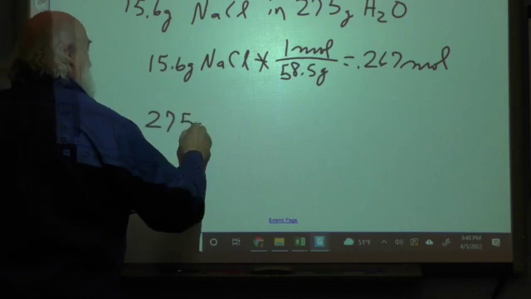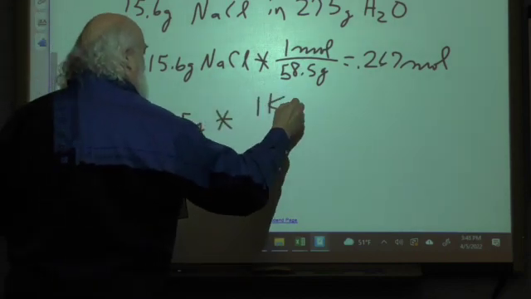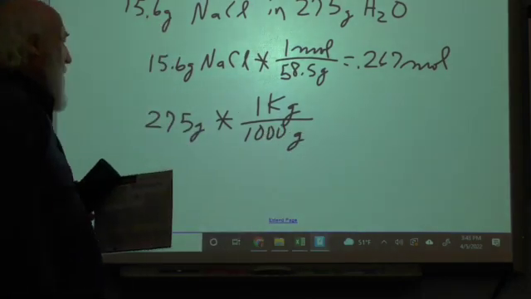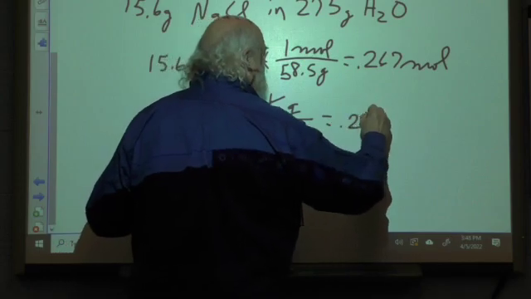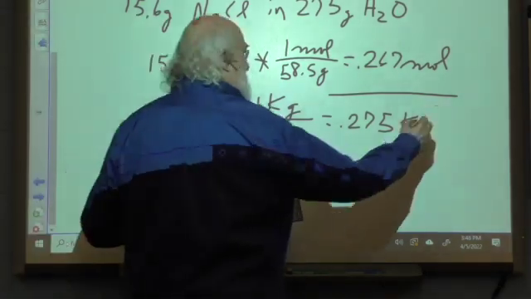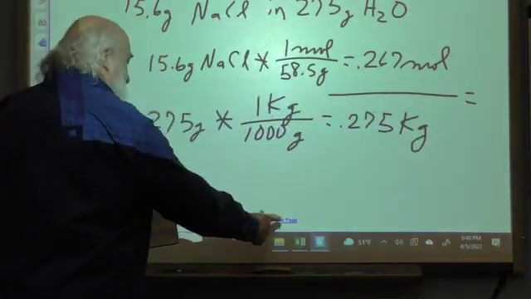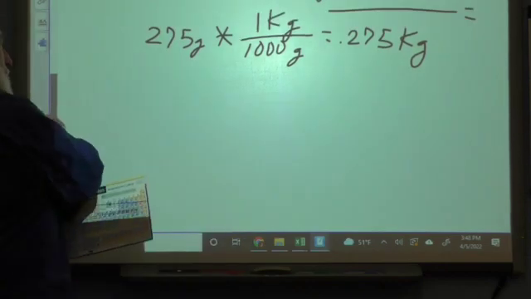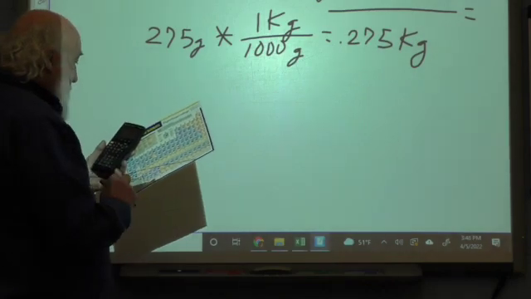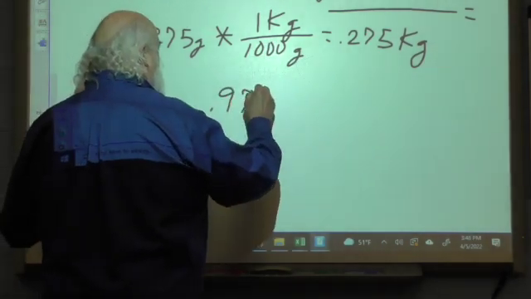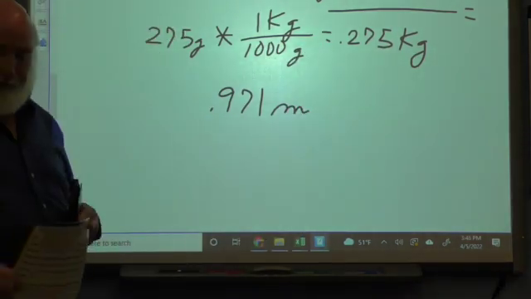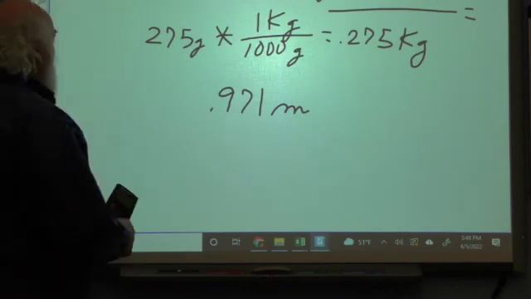275 grams of water, we have to change to kilograms, multiply by 1 kilogram over 1,000 grams. That's chapter 2 stuff there. And this gives us 0.275 kilograms. And we're going to divide those two out to get my molality, or my moles per kilogram. So I punch into the calculator 0.267 divided by 0.275, and I get 0.971 moles per kilogram with this plain little m. Okay? All right. So that's example number 1.